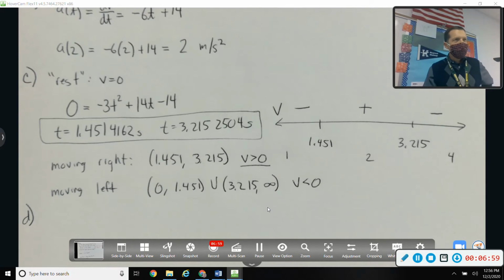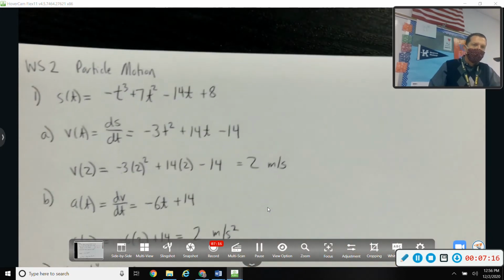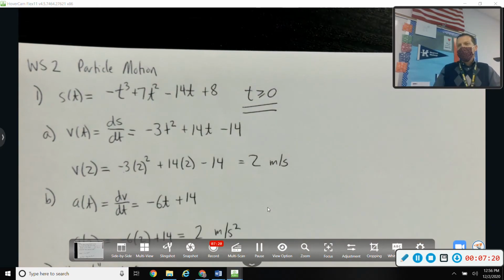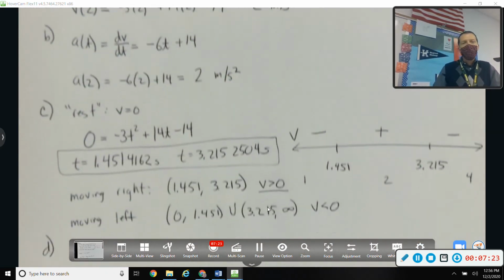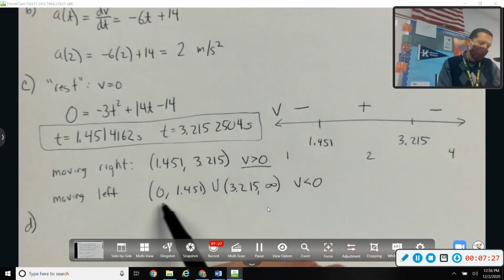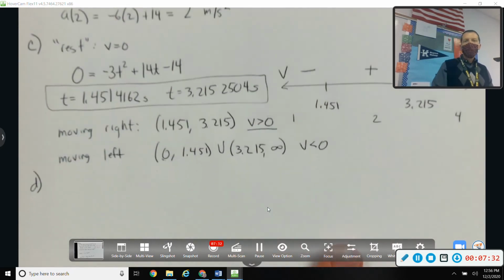Questions so far? Is there a reason why it's 0 to 1.451 instead of negative infinity? Good question. Why do we start at 0 here? The question did say that the equation holds, if you look all the way back, for t is greater than or equal to 0. So it told us that we were starting time at 0. We weren't allowed to go backwards. In general, if it wasn't a motion equation, yeah, you would go all the way back to negative infinity. But since it restricted us, we'll stop at 0.